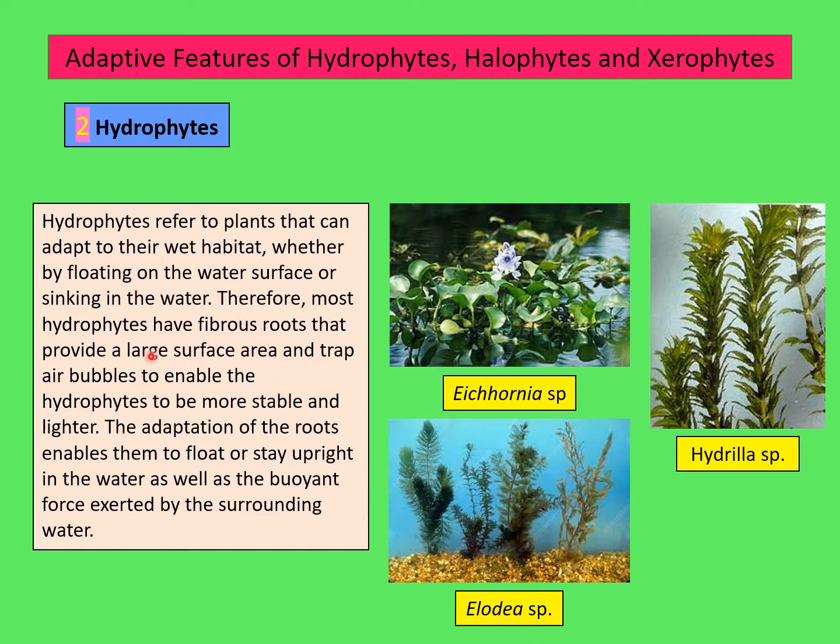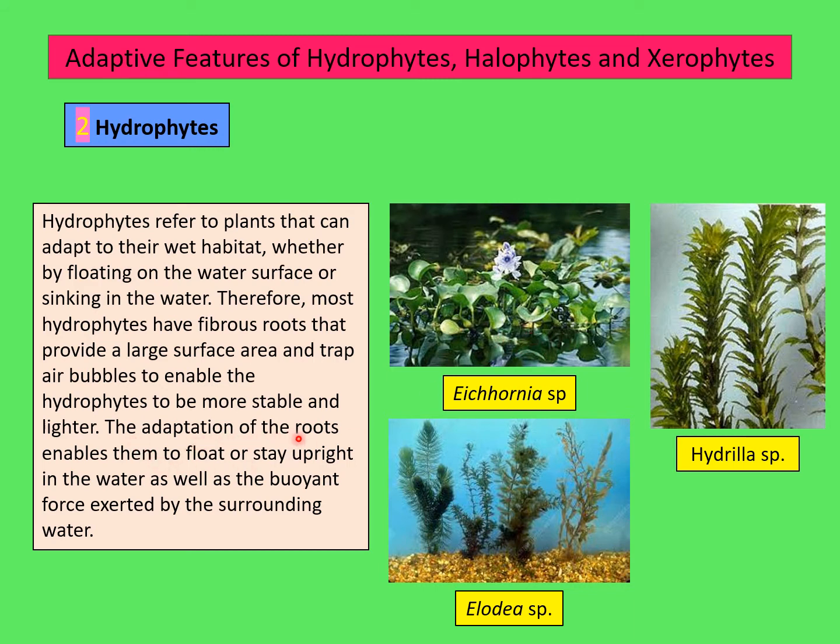Okay, therefore most hydrophytes have fibrous roots that provide a large surface area and trap a bubble to enable the hydrophytes to be more stable and lighter. So an example here is the Eichhornia. It has fibrous roots so that it can trap more air bubbles, so the Eichhornia can float on the water.